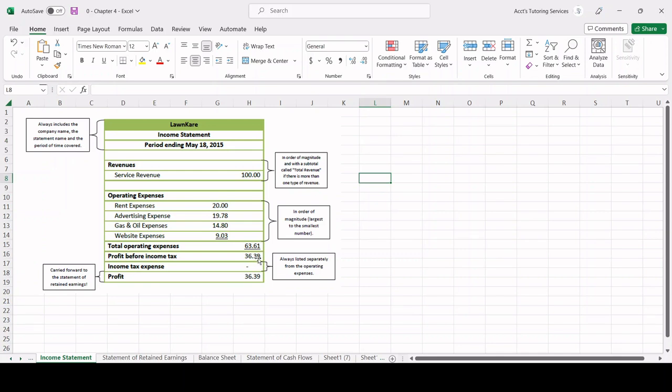before income tax. In this case, we have no income tax expense, but this is always listed separately from operating expenses, as you see in chapter 3, because we have to calculate it based off the profit before income tax. That's why it's listed separately. In this specific question, there is no income tax expense, so 36.39 minus 0 gives us 36.39.